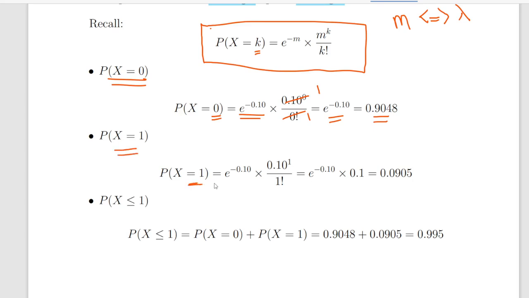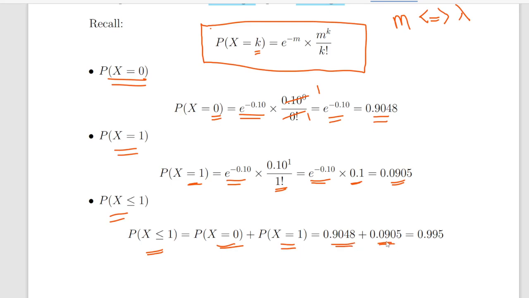Calculate the probability of x equal to 1. So again, we have e to the minus m, e to the minus 0.10. M to the power of k is 0.10 to the power of 1, which is 0.10. K factorial, where k is 1, is also 1 factorial. So what we end up with is e to the minus 0.10 times 0.1, and we'll round that to 0.0905.